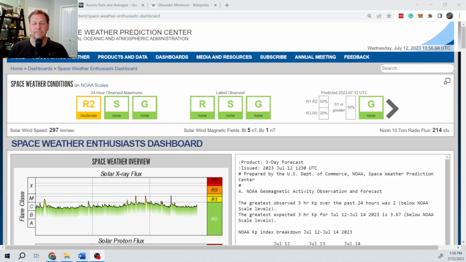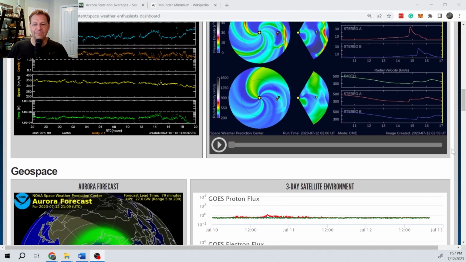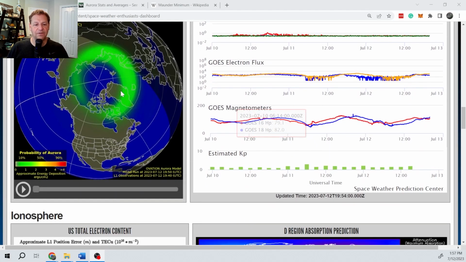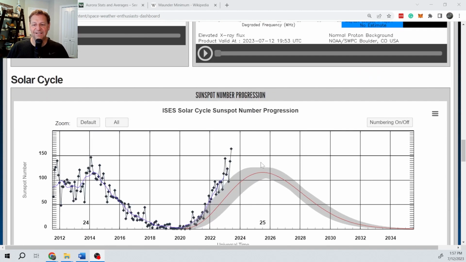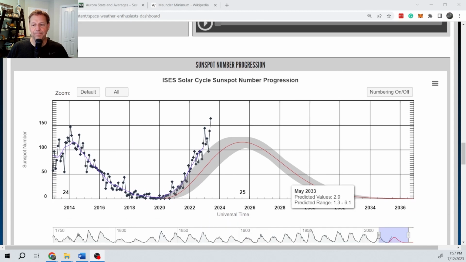So let's take a look at the solar cycle and the impact on the aurora. Let's start with the NOAA Space Weather Enthusiast Dashboard. I use this quite a bit. It has lots of useful information, but it is fairly technical. Let's just scroll all the way down to the bottom, past the pictures and graphs and the current aurora conditions, to this graph.